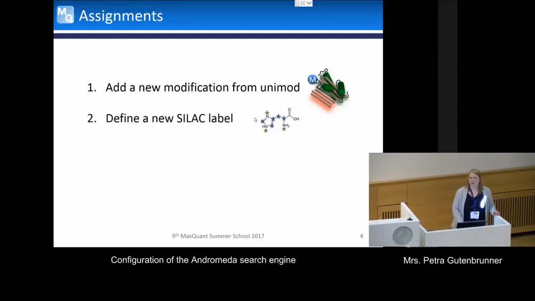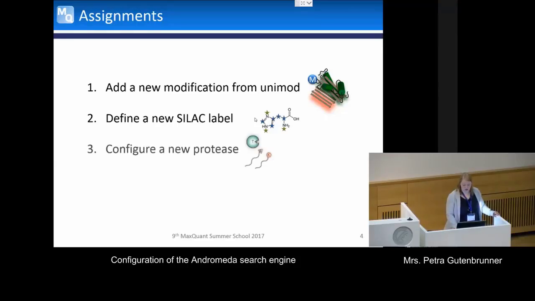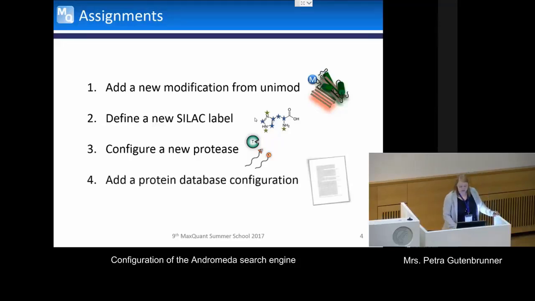Next, we also heard a lot about SILAC labels, and now we finally see how to add new SILAC labels in MaxQuant, which is important for the quantification. Next, we learn to configure a new protease. We also heard during the sample preparation lecture of Tammy that sometimes trypsin doesn't work and you need a specific protease in order to identify peptides. Here you also learn how to do this. The final step is then the configuration of a new protein database.